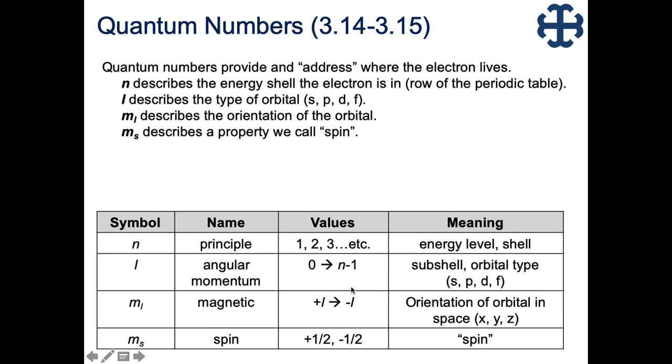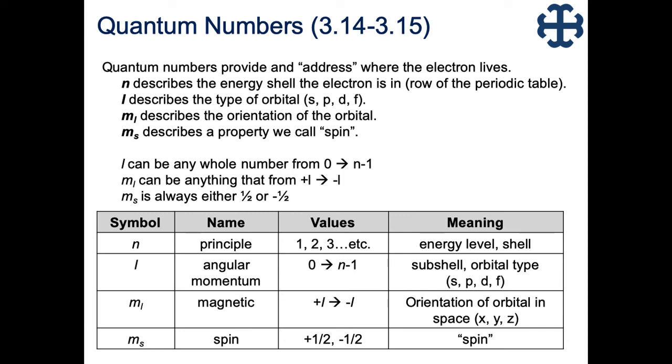Okay. Finally, we have m sub s, and this is our quantum number that relates to spin. And I put spin in quotes there because electrons aren't actually spinning, but they have this property where they seem to be pointing one way or another. And so for m sub s, it's always going to be either plus 1/2 or minus 1/2. And we default to doing spin 1/2 if we only have one electron, but it can be either.